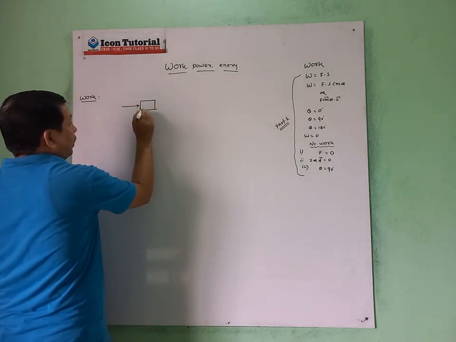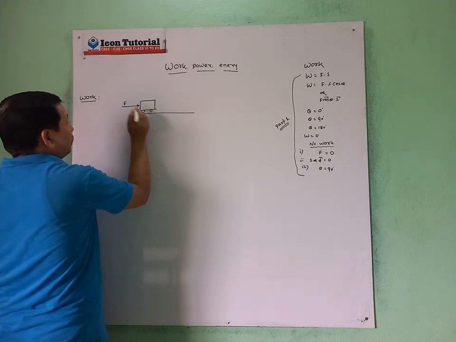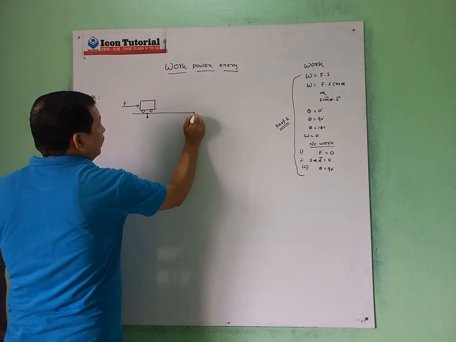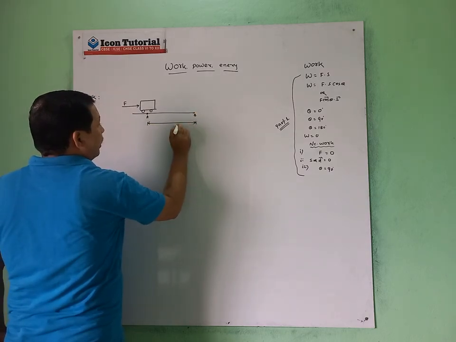Suppose there is a force, and this body is moving. Let this point be A and another point be B. So the displacement from A to B is S.